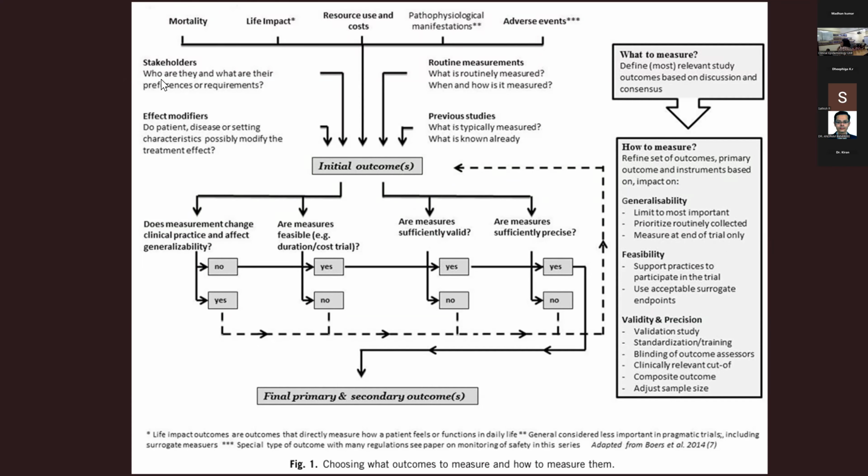We also consider who the stakeholders involved in the particular intervention are and what their preferences are, the effect modifiers, whether the patient, the disease or the setting possibly modify the treatment effect, what the routine measurements are, whether it is measured and how it was measured, and what kind of outcomes previous studies measured. Considering all of that, we also consider if it affects generalizability, if it is feasible to measure, and if the measures are sufficiently valid and precise, and then decide on the primary and secondary outcomes.